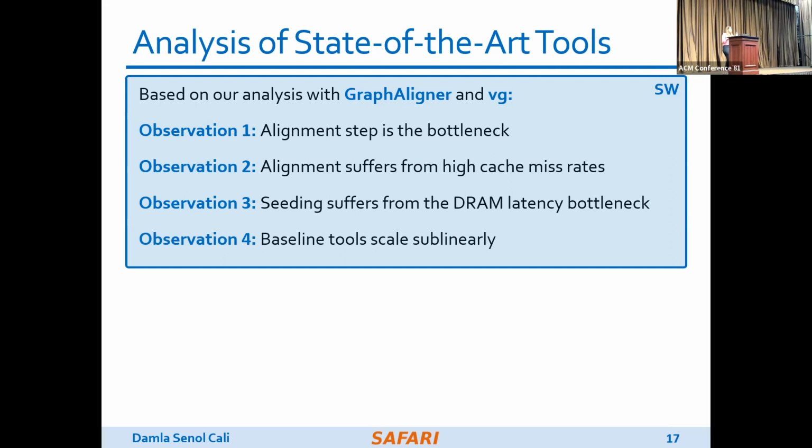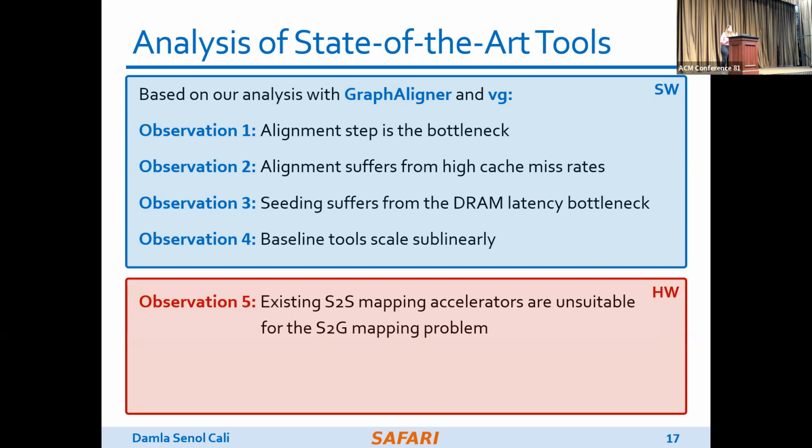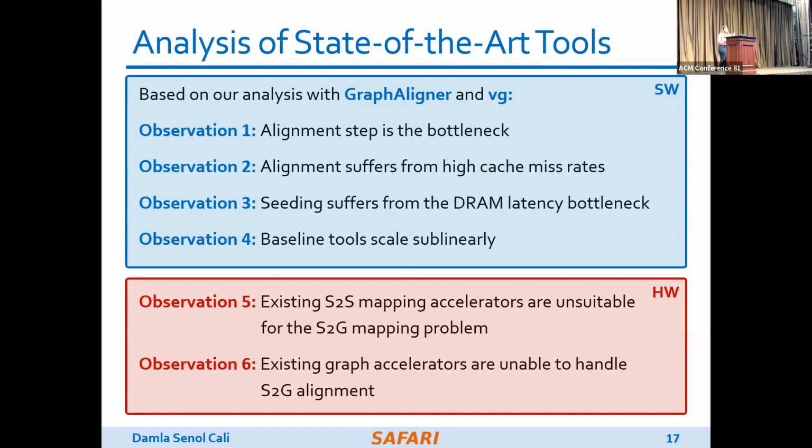So because these problems exist, we also look at hardware accelerators, but as I said, there are no hardware accelerators specialized for sequence-to-graph mapping. So we looked at existing sequence-to-sequence mapping accelerators, but they are unsuitable for the sequence-to-graph mapping problem because they cannot handle the graph-based inputs, the reference genome. So we looked at existing graph accelerators because we have many of them, but they are promising for solving the seeding problem when querying the main memory, but they are unable to handle the actual bottleneck problem, which is alignment, because alignment is not a graph traversal workload. So we need to have a specialized, balanced, and scalable design for compute units, on-chip memory, and also main memory accesses for both the seeding and alignment steps of sequence-to-graph mapping.